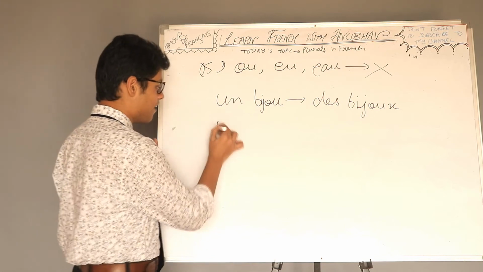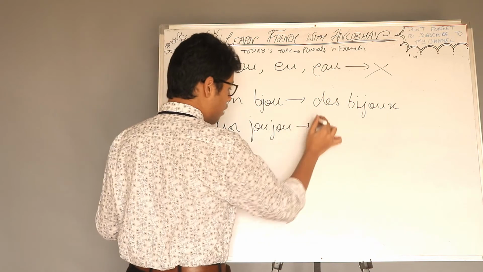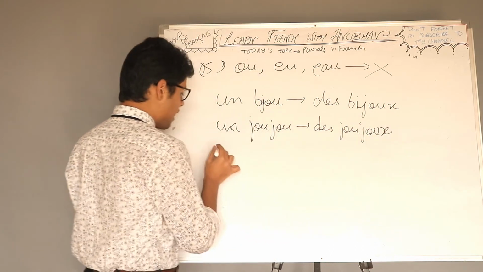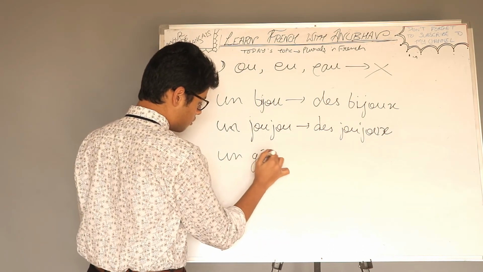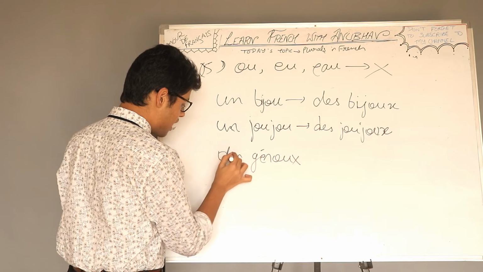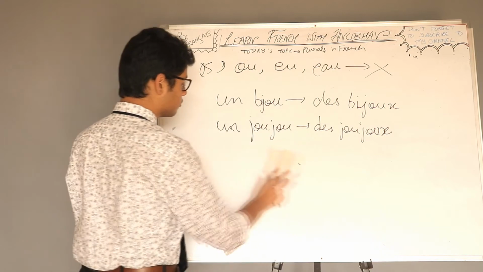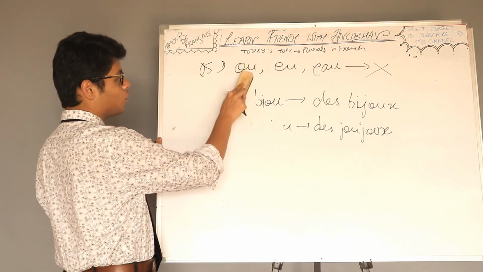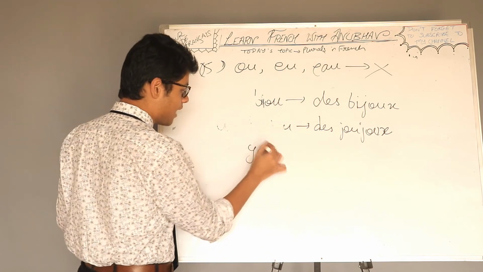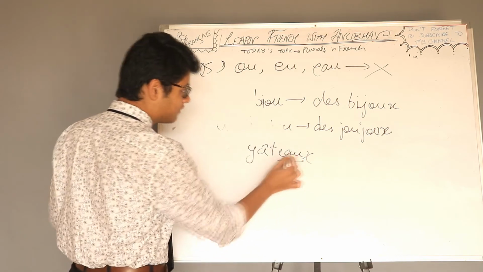Right. Then we have a joujou. How to make plural? Des joujoux. Add X and change the article. And a genou. How to make a plural? Just add an X right here and change the article. Des genoux. So these OU, EU, EAU. Similarly, there's one more word which came into my mind, gâteau. How to make a plural? Add X, right? Because it ends with EAU.